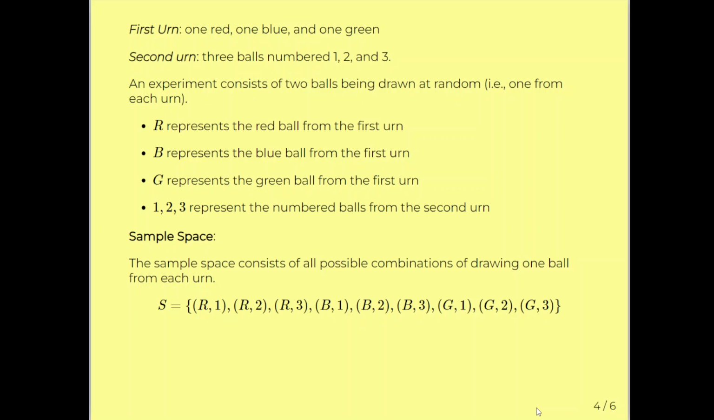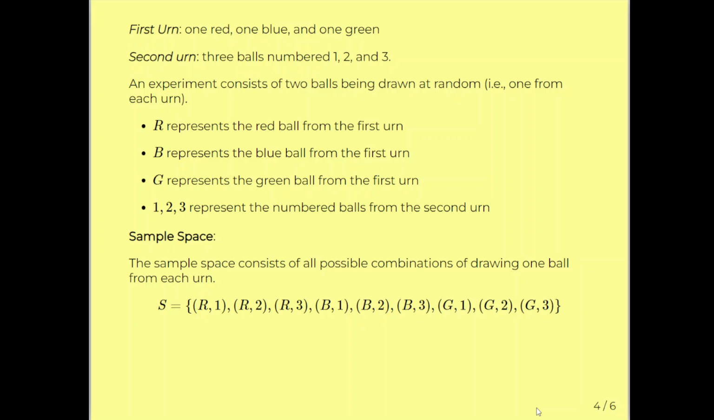In the first case, we might select the red ball from the first urn and then one of the 3 balls from the second urn. So we could end up with R1, R2 and R3. Likewise, we could select the blue ball from the first urn, and we could end up with one of 3 numbers from the second urn, and that gives us B1, B2, B3. And finally, we could select the green ball from the first urn, and again pick one of the 3 numbers. So we could end up with G1, G2, or G3. So the sample space is essentially that entire list written out.